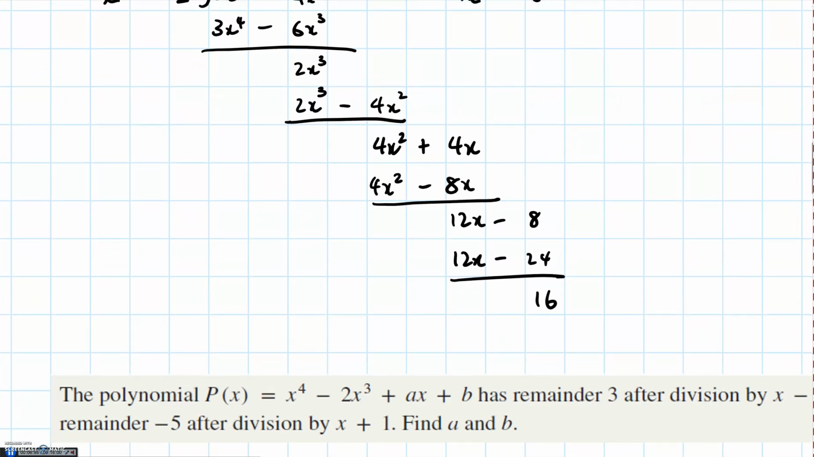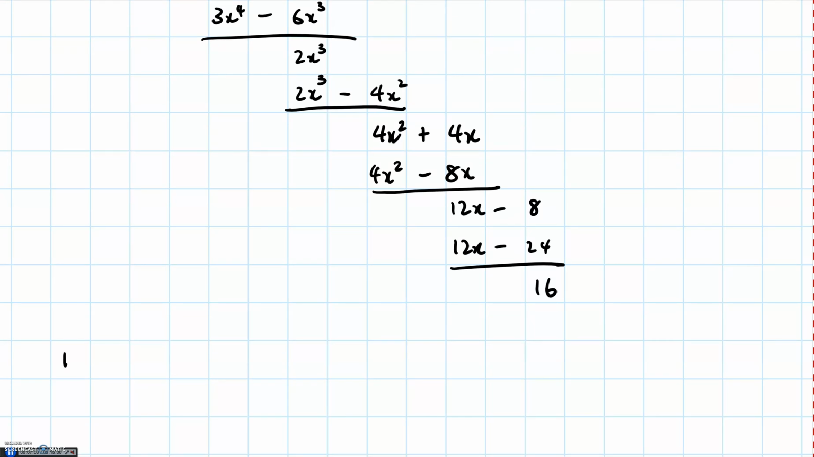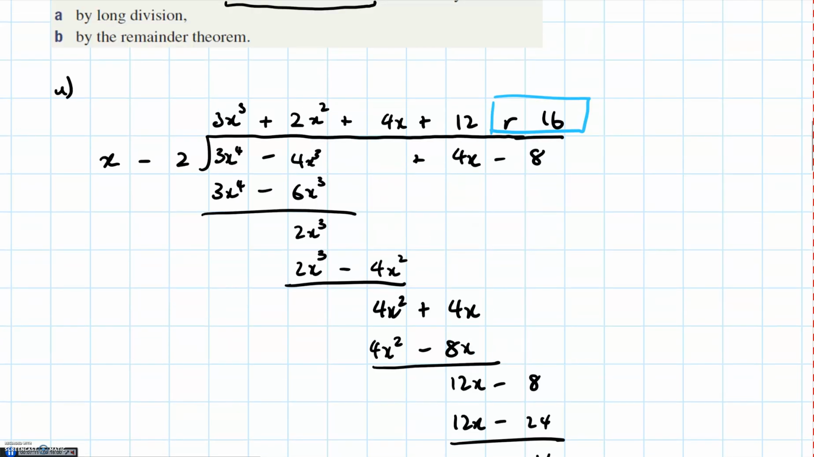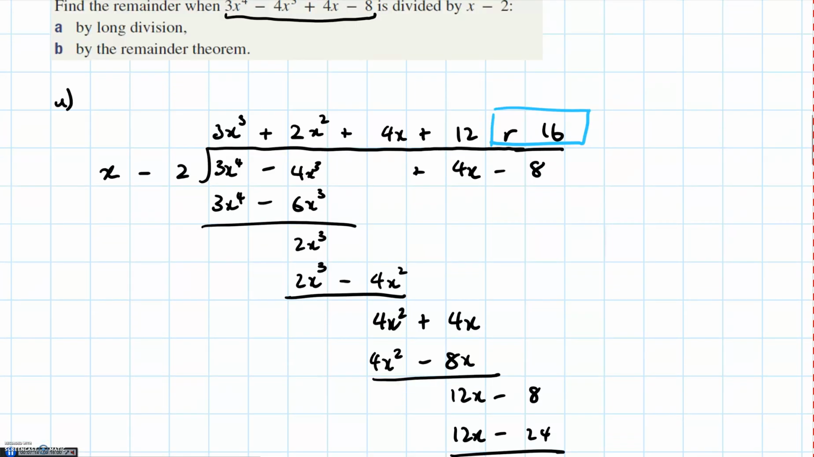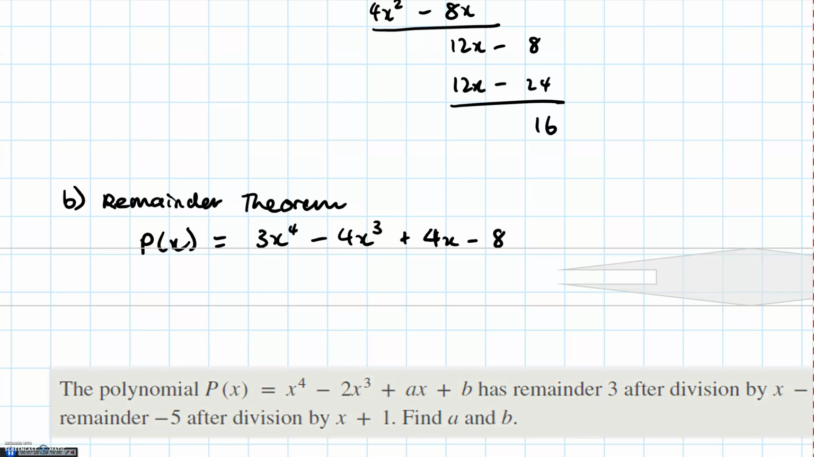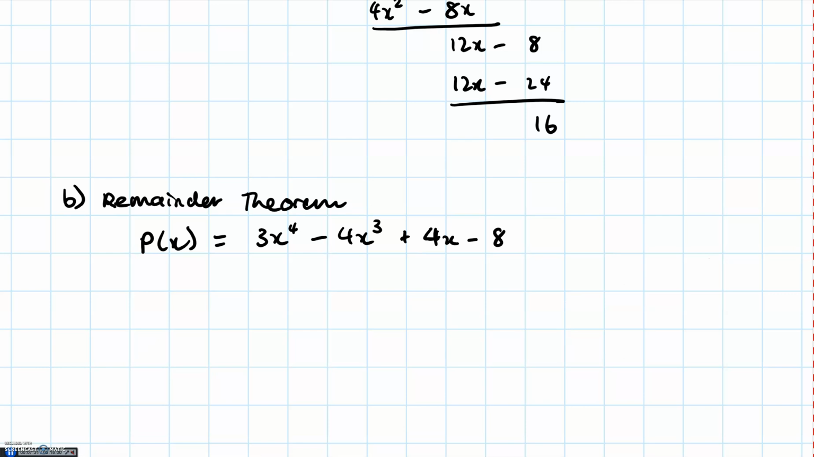Now, we're going to try doing this again. We're going to try and find the remainder using the remainder theorem. So here, part B, remainder theorem. Now p of x is equal to, if you scroll back up, 3x to the power 4 minus 4x cubed plus 4x minus 8. That's my polynomial. The remainder theorem tells me that if I substitute alpha in, the result will be the remainder if I divide by x minus alpha.